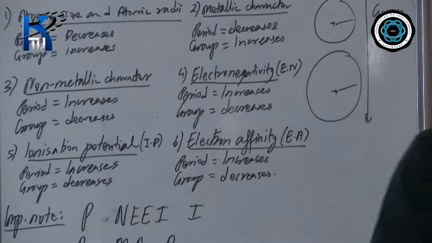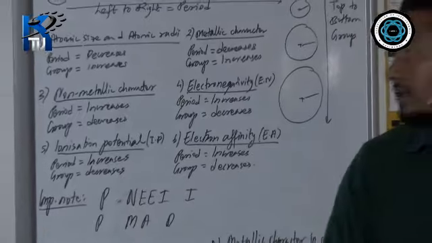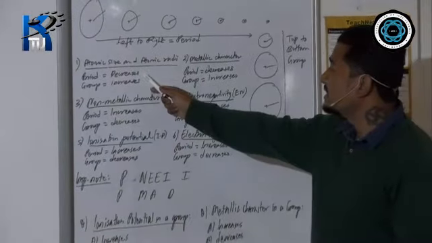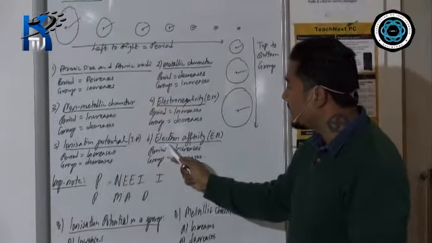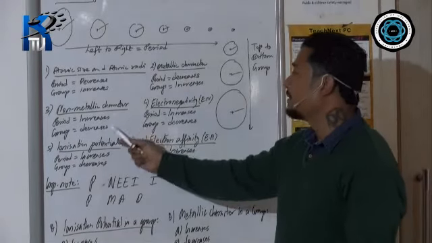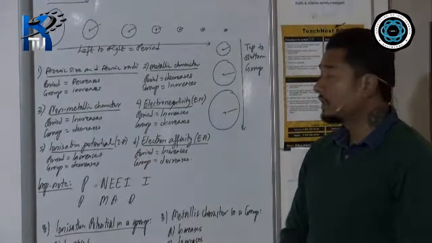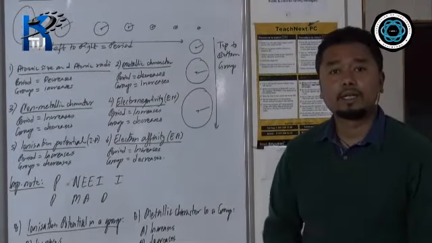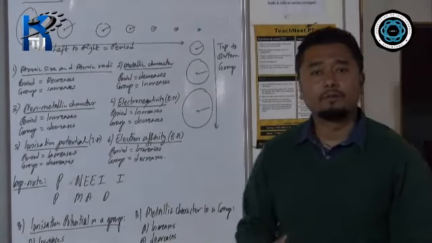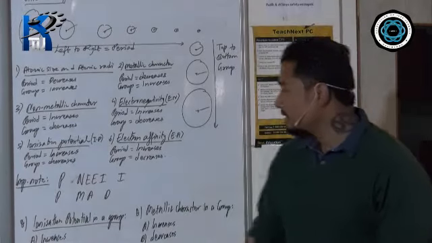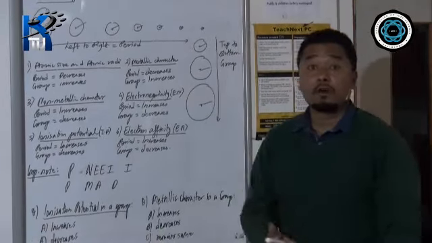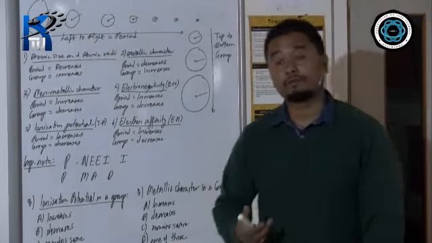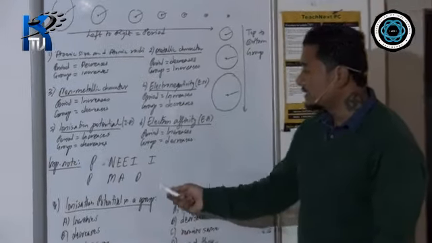Now I have seen in many students' case, they get confused, because sometimes it is increasing, sometimes decreasing. There are six properties in which some increase in a period, some decrease. Similarly in a group also, some are increasing, some are decreasing. I came to know that students get confused in this. Therefore I have given a small trick for them. Whether it will work for you all or not, just check it. If it works, well and good. So the trick is this one.